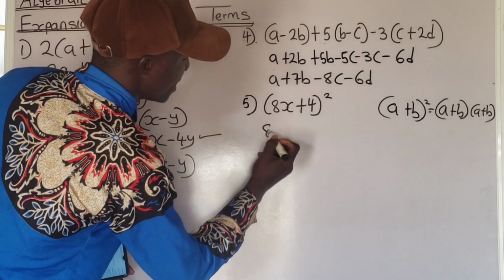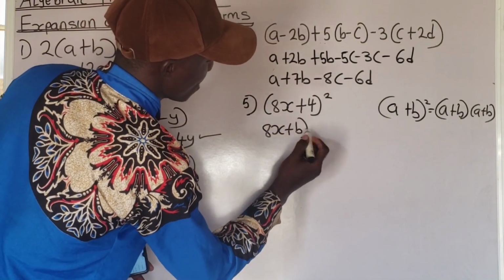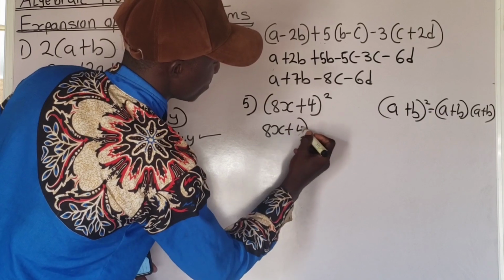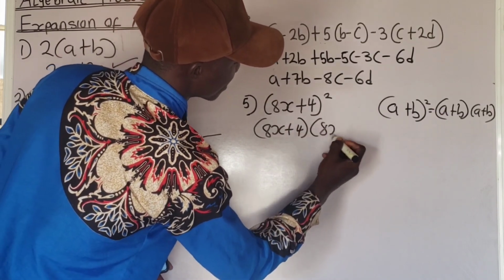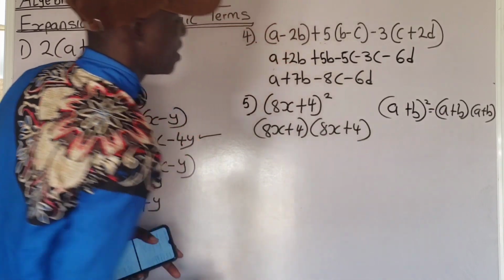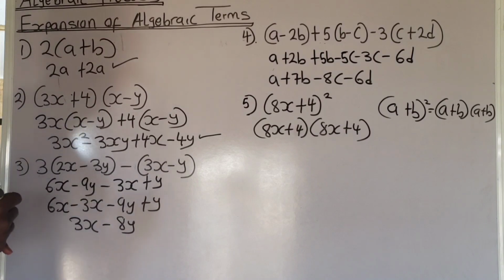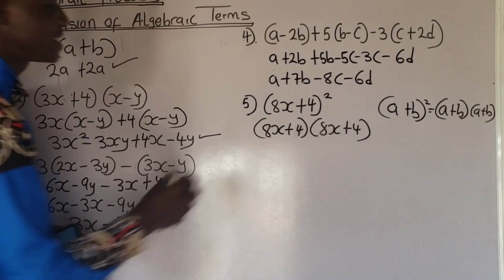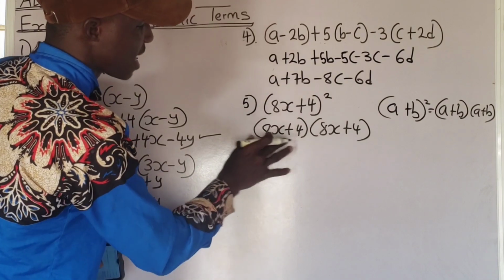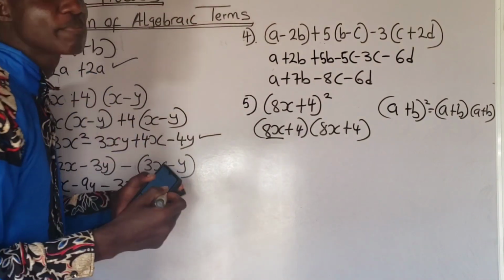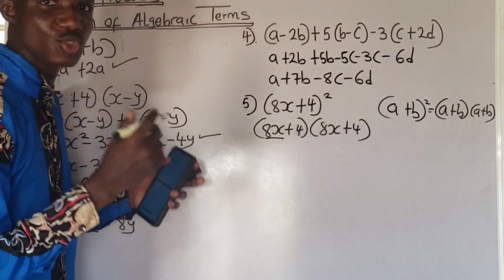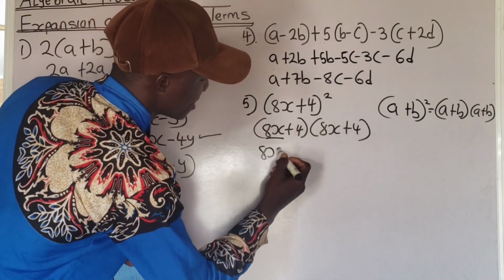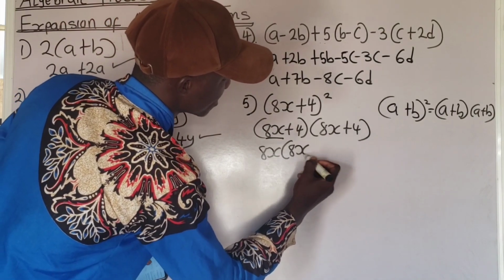That means I'm going to have 8x + 4 multiplied by 8x + 4 multiplied by 8x + 4. Do you understand? Now I'm very sure you remember what we did in question number 2. We're going to use the same step. The first term, 8x, will multiply all the terms in the second bracket. So I'm going to have 8x multiplied by 8x + 4.